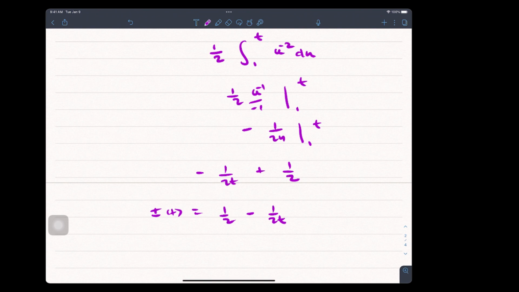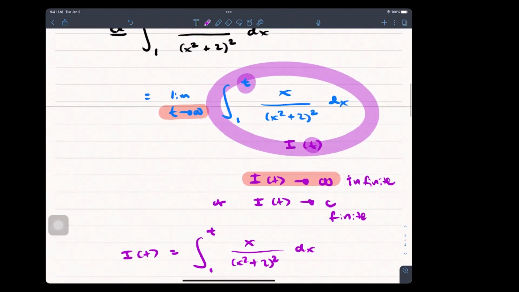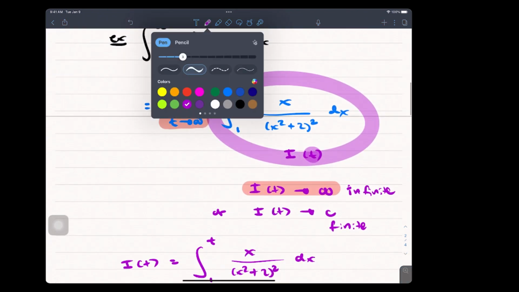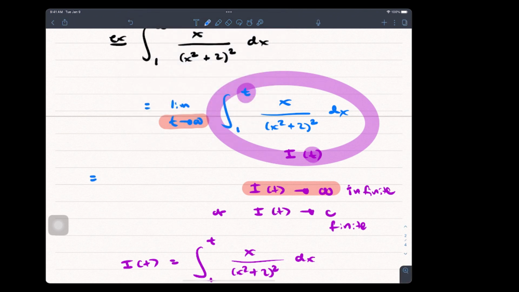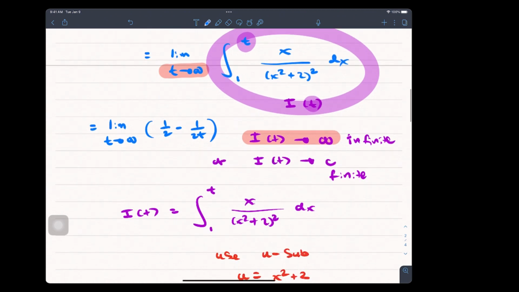Okay, you guys see what I'm saying? So this is my integral in terms of t, and that's why I say this is kind of a t function now, right? This is I of t now. So this is what I found here. We're going to call this whole thing I of t. So you say to me, well, aren't I supposed to, by definition, take now the limit as t goes to infinity of 1/2 minus 1 over 2t? Okay?